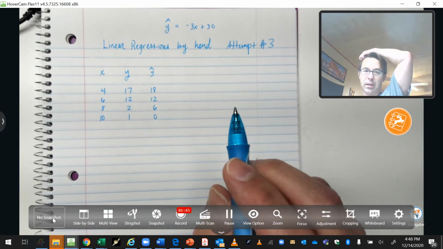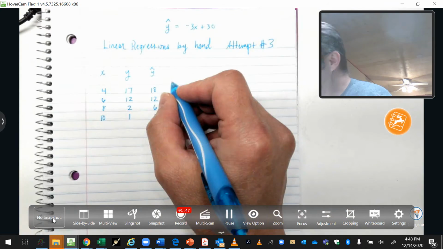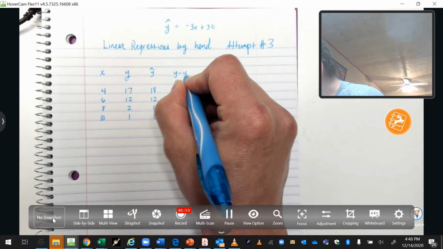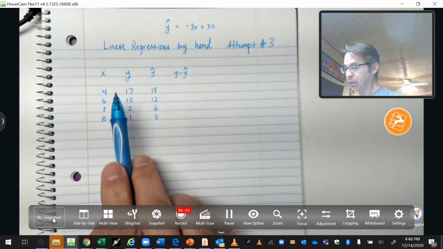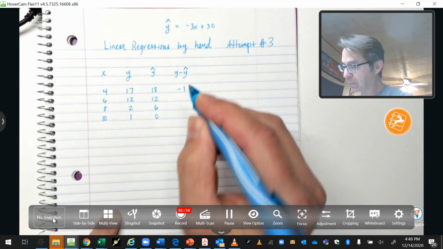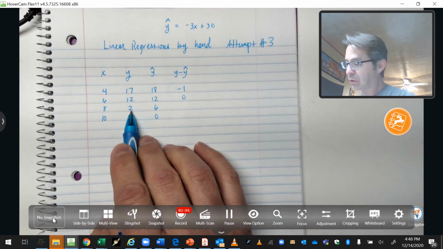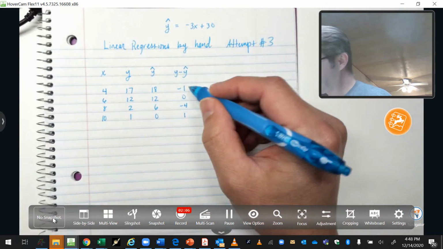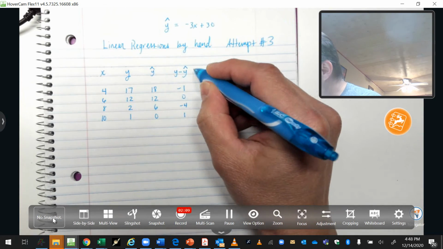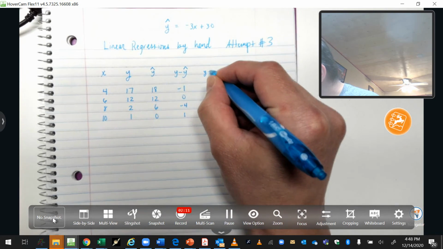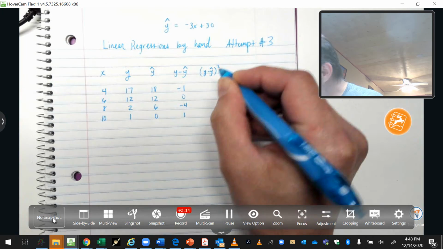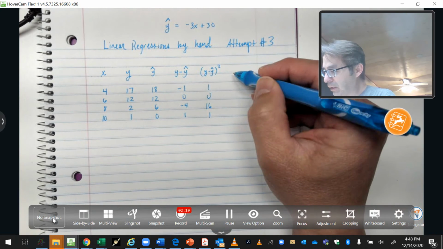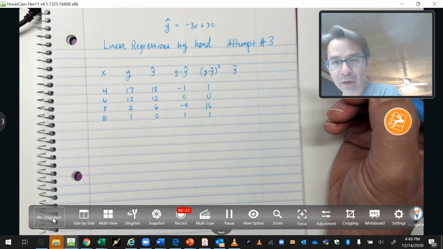Okay. And then the next thing is, these are called our residuals. That's when you take the actual y value and subtract the predicted y value. So 17 minus 18, 12 minus 12, 2 minus 6, 1 minus 0. Okay, and then we're going to square these. So it's these numbers squared. 1, 0, 16, 1.